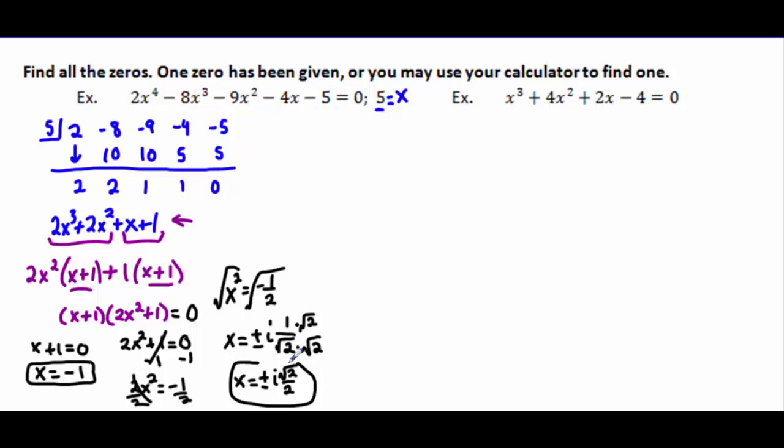That's two answers, because there's a positive i square root of 2 over 2 and a negative i square root of 2 over 2. And then x equals negative 1 was an answer. And then for our fourth answer, we have to remember what they told us to start off with, which was that x equals 5.